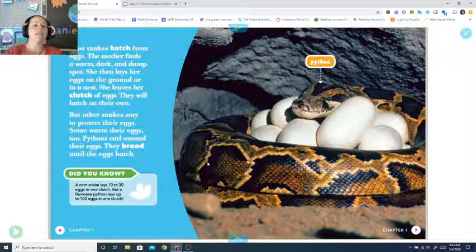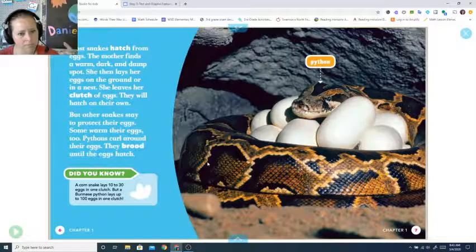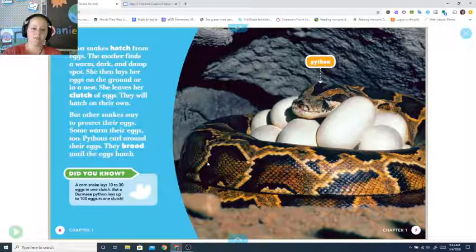It says, most snakes hatch from eggs. The mother finds a warm, dark, and damp spot. She then lays her eggs on the ground or in a nest. She leaves her clutch of eggs. They will hatch on their own. But other snakes stay to protect their eggs. Some warm their eggs too. Pythons curl around their eggs and they brood until the eggs hatch. Now, if I didn't know what these words meant, clutch, brood, I could go to the very back and I could look at the glossary.